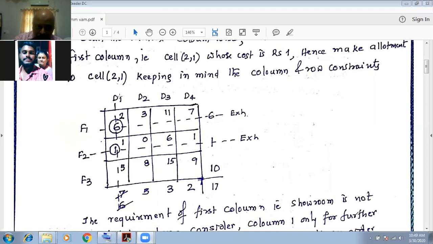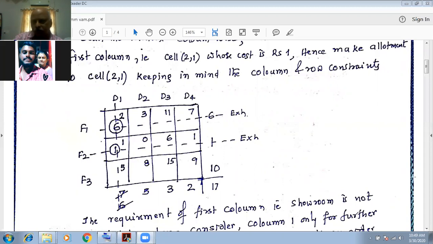Similarly, the entire capacity of the showroom is also filled up. 1 plus 6 has become 7. Now this column has gone and this row has gone. This other row was already cancelled in the previous allotment. Now I am left with only the third row, that too the second column, third column, and fourth column. Only one row I am left with, F3.